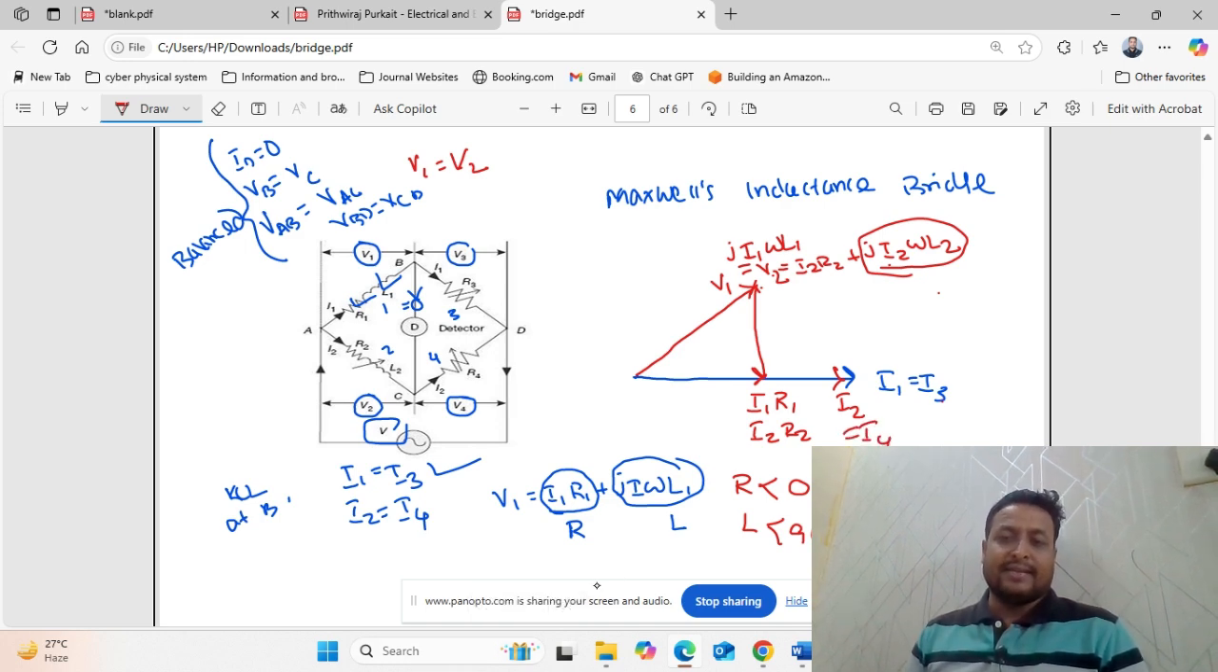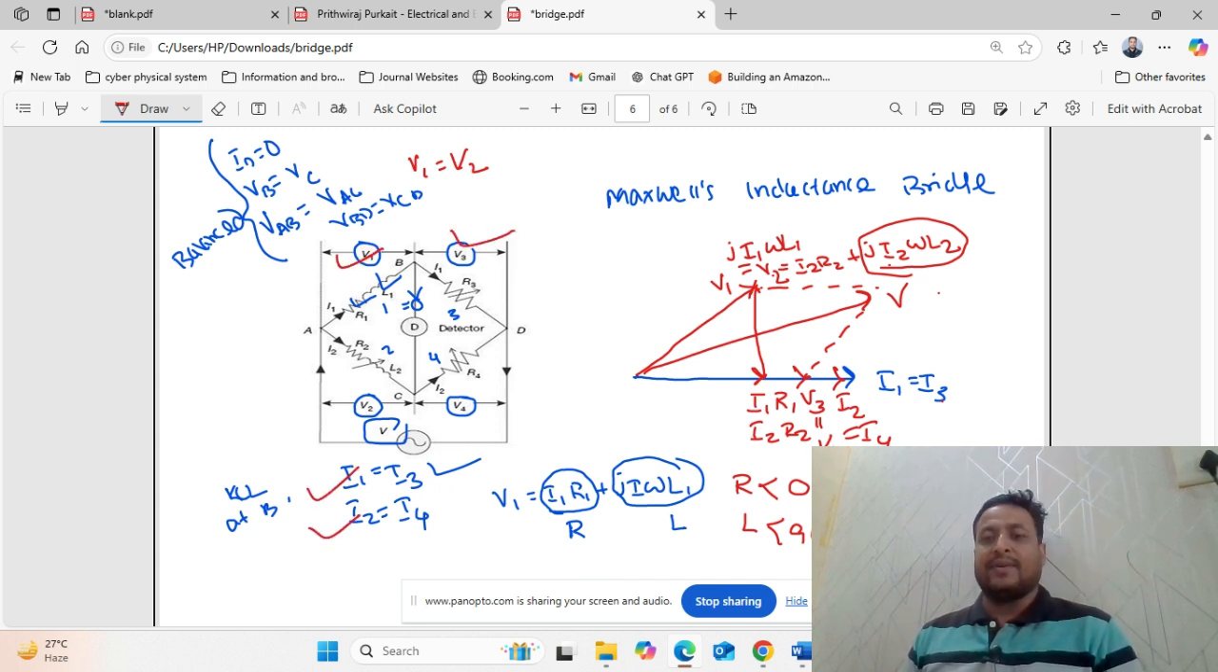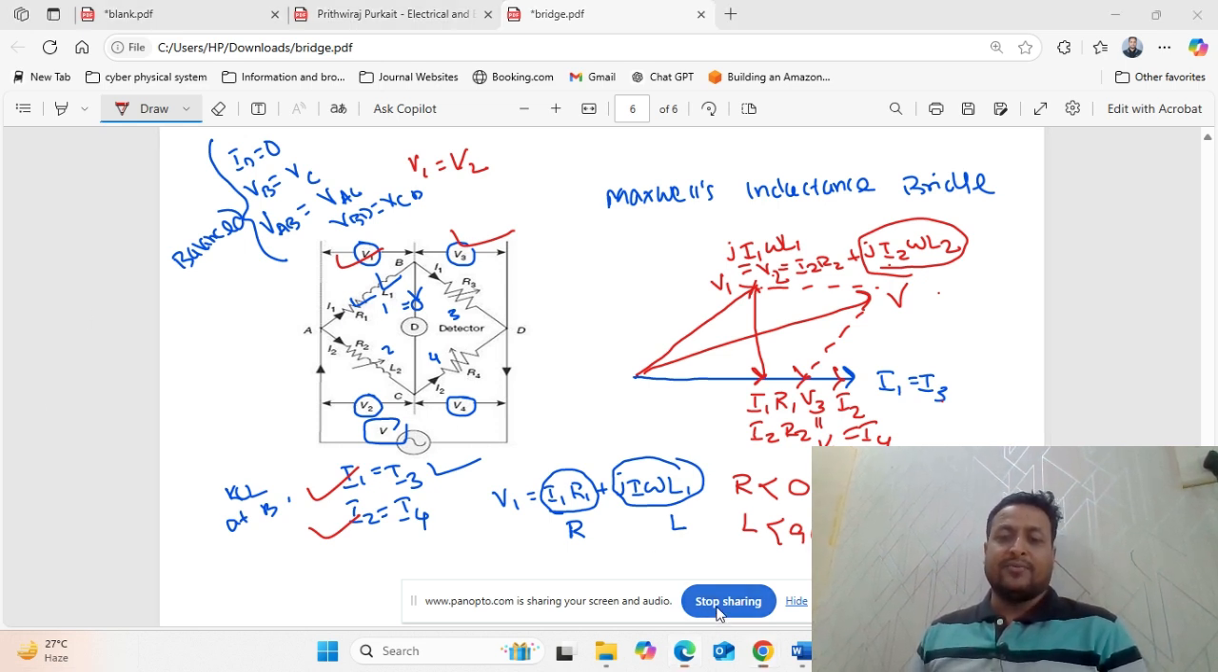Now here I3 is there, so I3 into R3 will be here, and we know V3 is equal to V4, that means I4 into R4 will be here. Now V1 plus V3, you take the resultant, you will get the supply voltage V. So what you need to understand here is you first derive the current values, next you derive the voltage and apply it here. This is regarding your Maxwell's inductance bridge. Now we'll see the next topic, any other bridge.